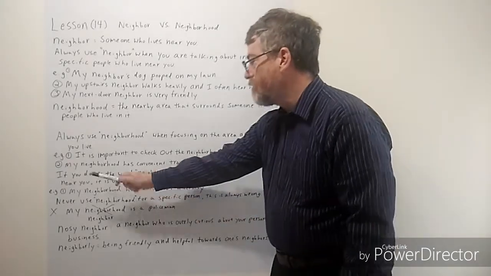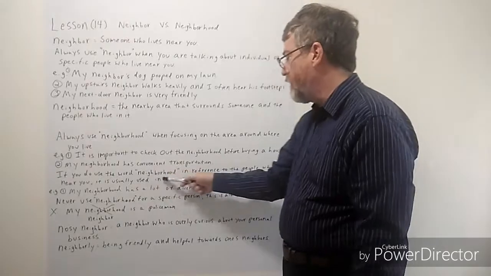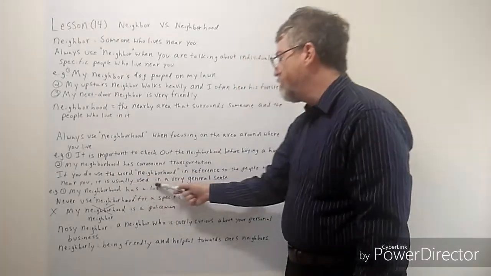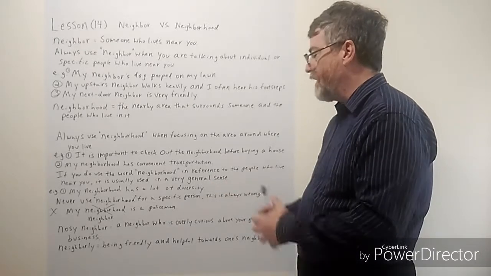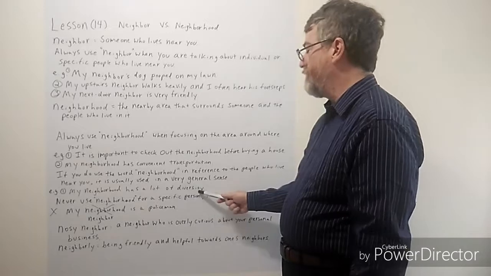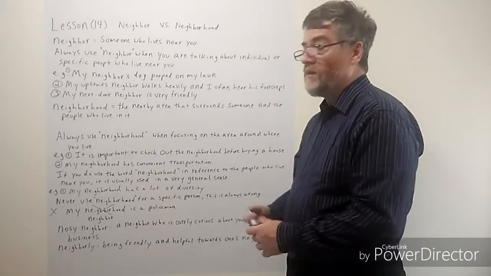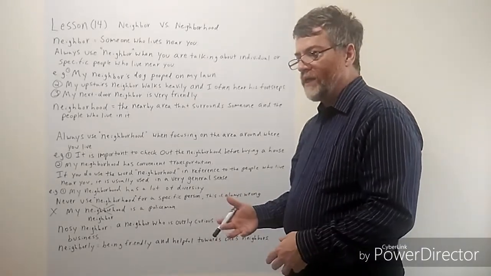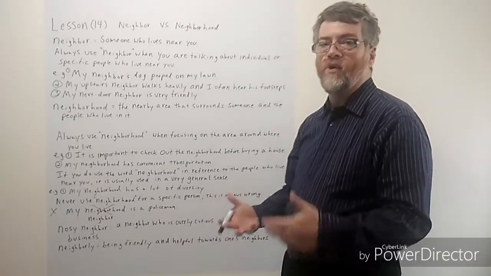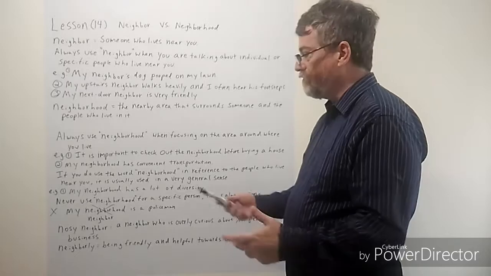So yes, again, let me repeat that idea. If you do use the word neighborhood in reference to the people who live near you, it is usually used in a very general sense, so not somebody specific. So you could say, my neighborhood has a lot of diversity. All right, so what does that mean? That means that you probably have a lot of people from different ethnic backgrounds who live near you. It's not just all one race. So you could say it that way.